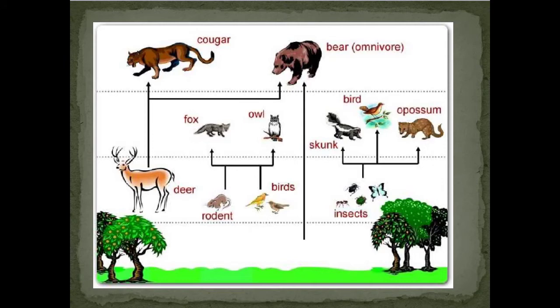Looking at a food web here of the temperate deciduous forest, got our producers, primary consumers, deer, rodent, different types of birds and insects. Secondary consumers, you can see feeding off the insects, possums, birds, skunks, and then we also have owls and foxes feeding on these, and then we have our larger ones like cougars and bears, which are our tertiary consumers at the top.